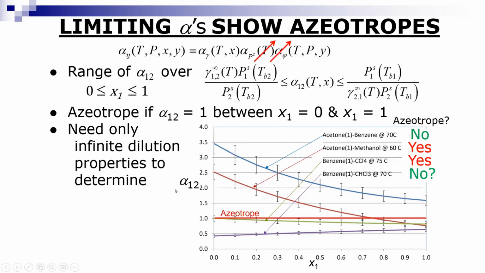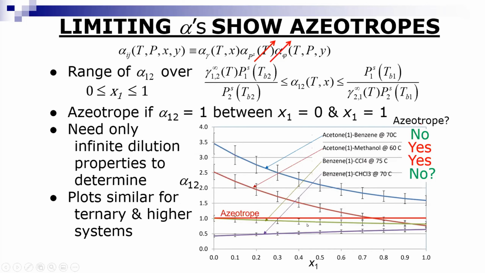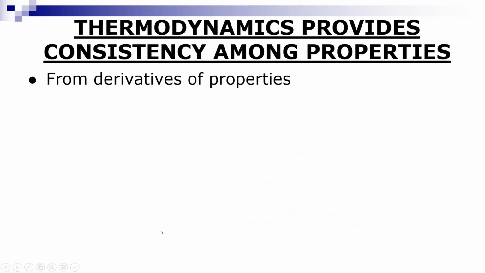Determining an azeotrope experimentally can't be very hard, because you go into the laboratory, you put the mixture in, and you boil it away until you find out if you have an azeotrope or not. And these plots are similar for ternary and higher order systems, so you can find out ahead of time whether you've got an azeotrope or not.